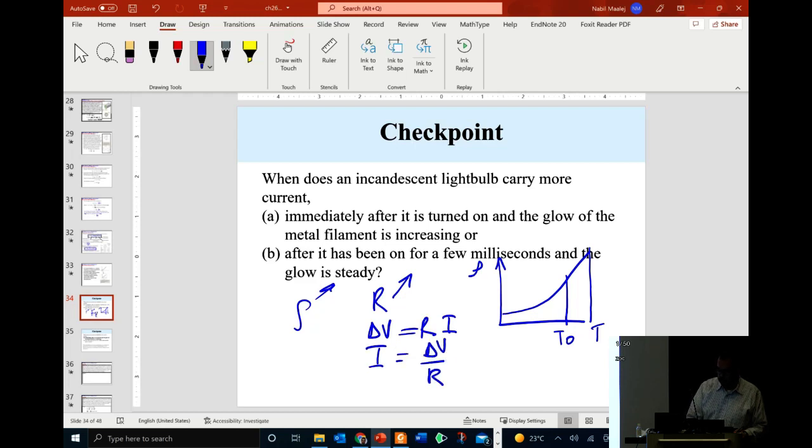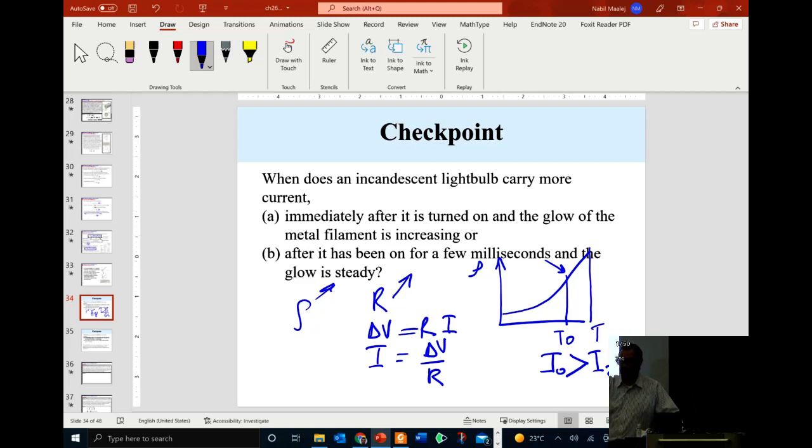So which current is highest? This current here at this level. Since R increases, that means the current will decrease. So here the current I2 is going to be less than the current at I0. That's why many light bulbs, the old ones, as soon as you turn them on, they blow.